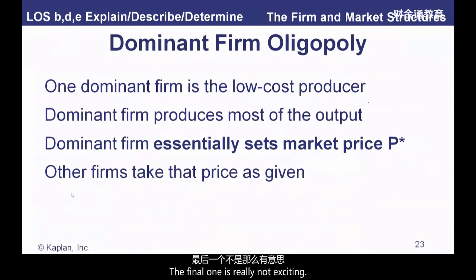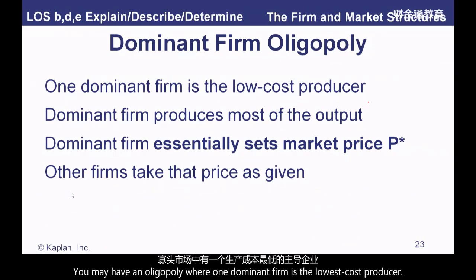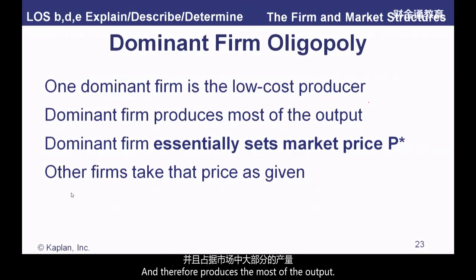The final one is really not that exciting, so I'd focus on the others. A dominant firm simply says this: you may have an oligopoly where one dominant firm is the lowest cost producer and therefore produces most of the output. Essentially, that's the market. It decides from its own demand, its own marginal revenue, its own marginal cost curves, what it's going to produce and at what price. Other firms take that price as a given.